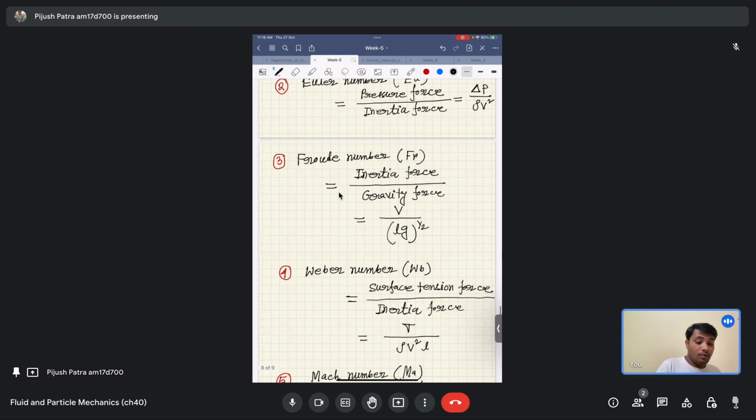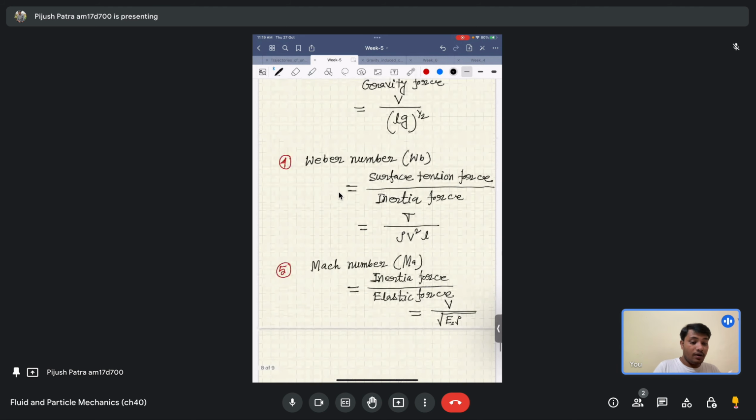There might be problems where the gravity and the inertia force are important. In that case you have to equate the Froude number. There might be problems where the surface tension forces and the inertia force are important. In that case you have to equate the Weber number for both the problems. And if the inertia force and the elastic force are important, in that case you have to equate the Mach number of both the problems.